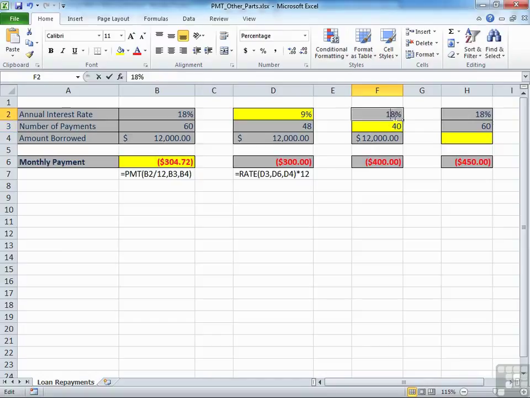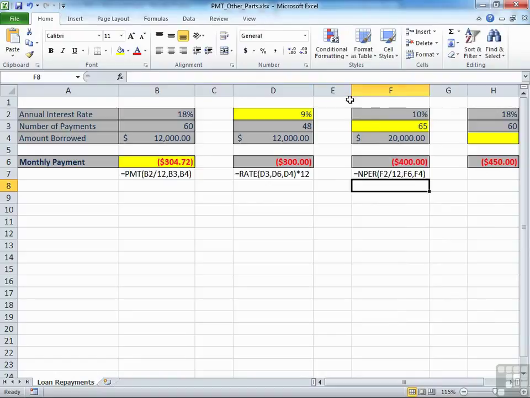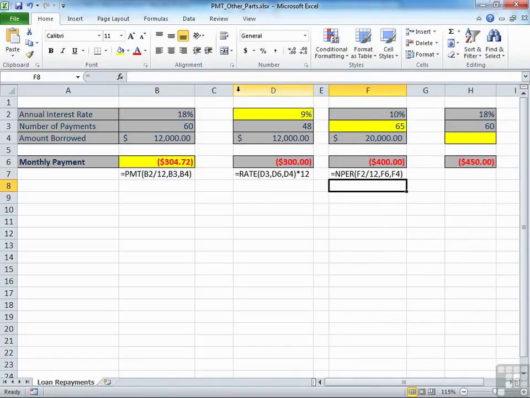If the interest rate dropped, then at $400 a month, I could pay it in less time. Perhaps I could borrow more. $20,000 would take 65 months at $400 a month. So that's the N per. So let's take that formula and again place it down here so we can see it. Narrow these dividing ones up.